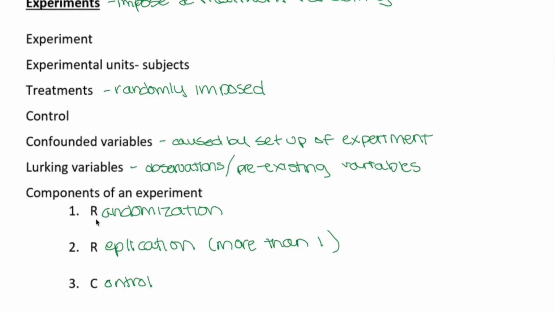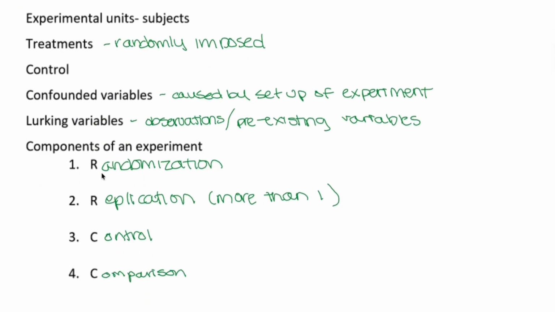The components of an experiment are those four: randomization, replication, control, and also comparison. Randomization, as I repeat again and again, just means you randomly assign samples or randomly pick groups and experimental units. Replication means you do the trial more than one time. That's pretty important because we cannot guarantee that if we do it once, there are no lurking or confounded variables. Therefore, in order to reduce those, we repeat our sampling.